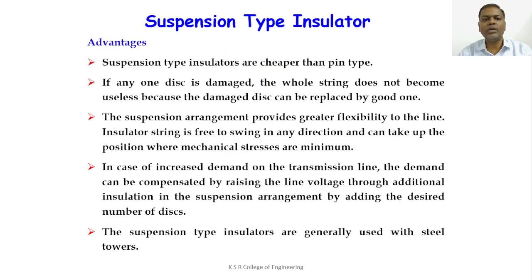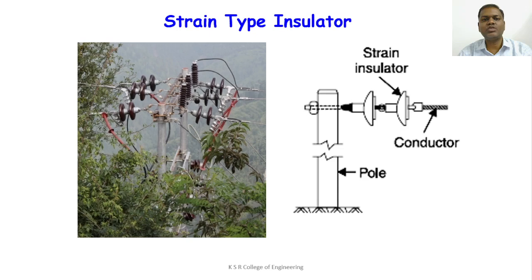There are many advantages to using the suspension type insulator. Suspension type insulators are cheaper than pin type insulators. If any one disc is damaged, we can't replace the whole insulator; replacing that particular disc is enough. The suspension arrangement provides greater flexibility to the line. The insulator is free to swing in any direction and can take up the position where mechanical stress is minimum. These are some advantages of the suspension type insulator.